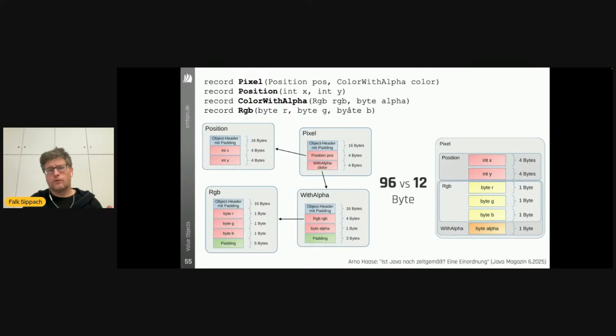If we just use value records and the JVM can flatten it, then we have just 12 bytes, because we only have 2 ints, which is 8 bytes, and then 4 bytes of one byte each. That's a factor of about 8, which is quite efficient, I think, but it depends. So we can maybe save half of the memory if we use value objects instead of normal objects or object references.